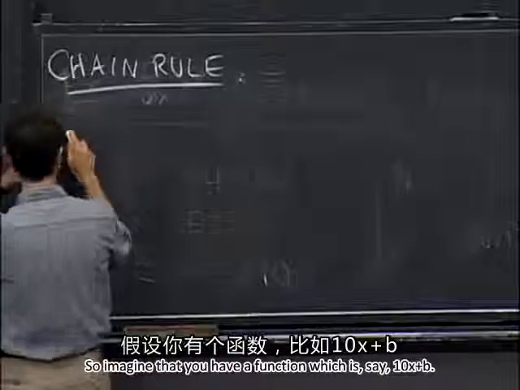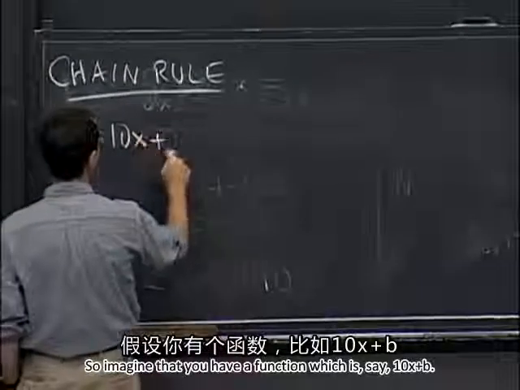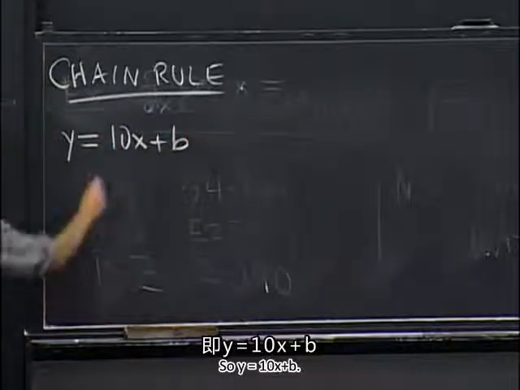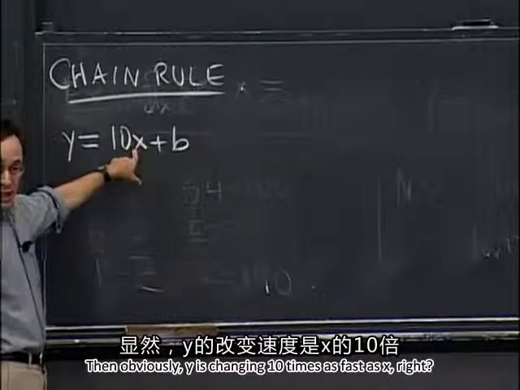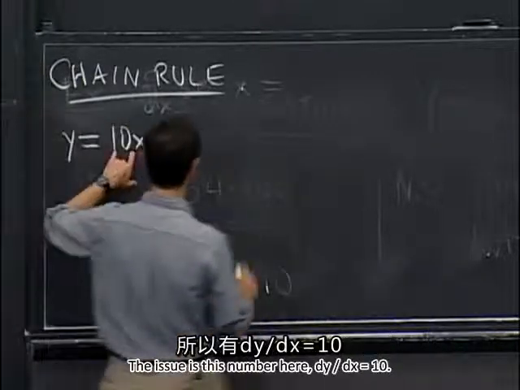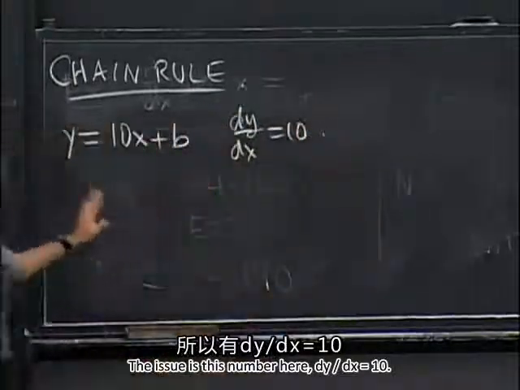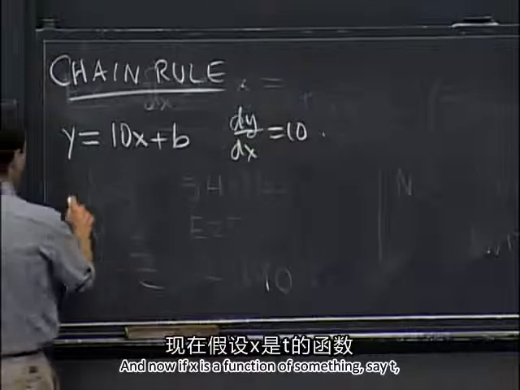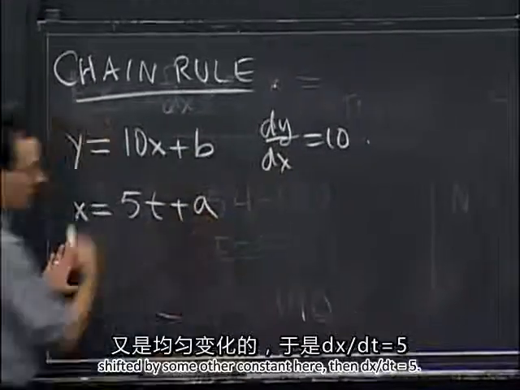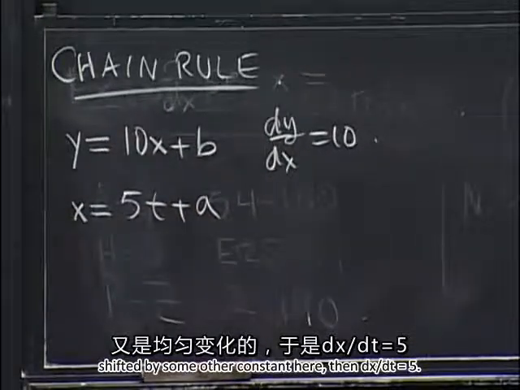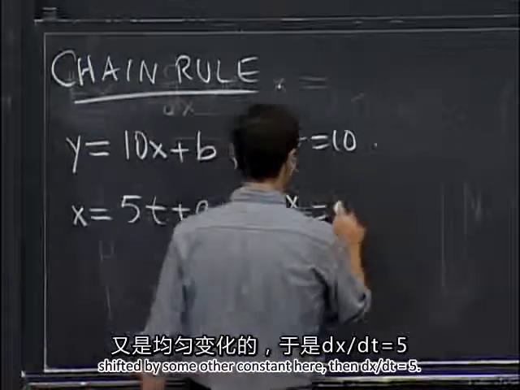So imagine that you have a function which is, say, 10x plus b. All right? So y is 10x plus b. Then obviously, y is changing 10 times as fast as x. The issue is this number here, dy dx, is 10. And now if x is a function of something else, say t, shifted by some other constant here, then dx dt is 5.